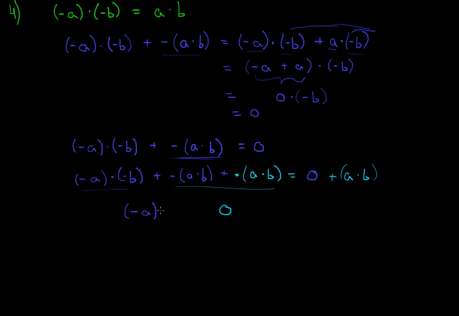Negative a times negative b plus 0 is equal to 0 plus a times b. So adding 0 doesn't change anything. So we're just going to write a times b. And again, over here, adding 0 doesn't do anything, so we can just get rid of that. And now we have what we wanted. Negative a times negative b is equal to a times b. And one more, number 5.